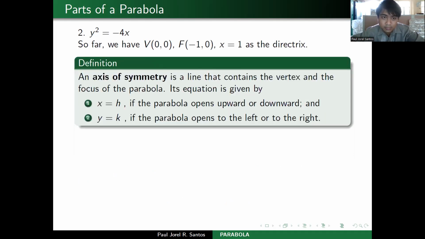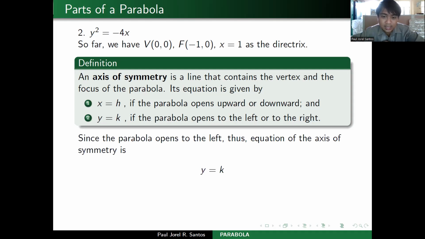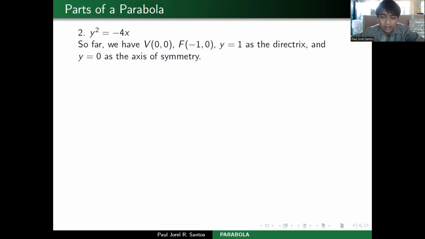Next is the axis of symmetry. An axis of symmetry is a line that contains the vertex and the focus of the parabola. Its equation is given by x equals h if the parabola opens upward or downward, and y equals k if the parabola opens to the left or to the right. Obviously, we're going to use the second one because the parabola opens to the left. So we have y equals k, and k is 0. So the equation of the axis of symmetry is y equals 0.